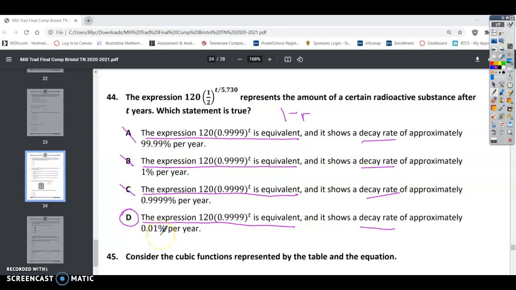0.01% per year. So the answer to number 44 is just about reading carefully and understanding what the question is asking. All it wants is, what is the decay rate? So question 44, the answer is D.